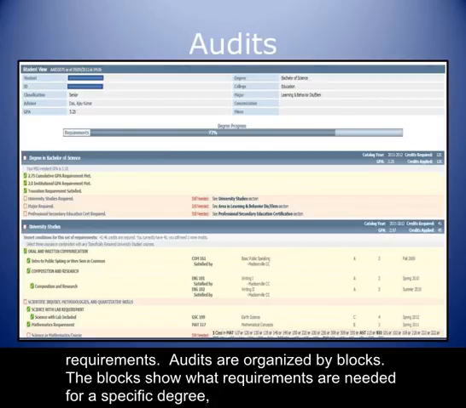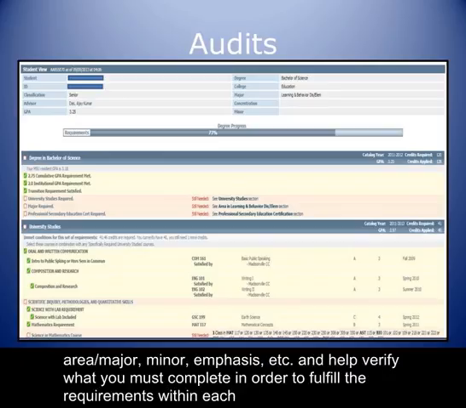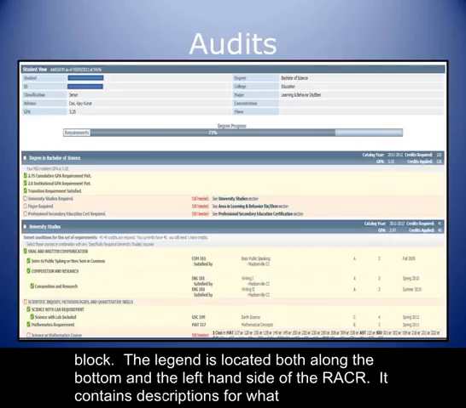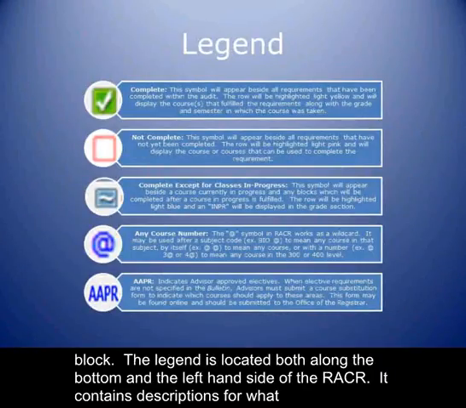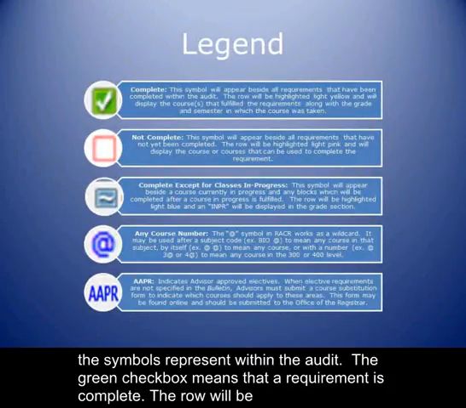Audits are organized by blocks. The blocks show what requirements are needed for a specific degree, area, major, minor, emphasis, etc., and help verify what you must complete in order to fulfill the requirements within each block. The legend is located both along the bottom and the left-hand side of the RACR. It contains descriptions for what the symbols represent within the audit.